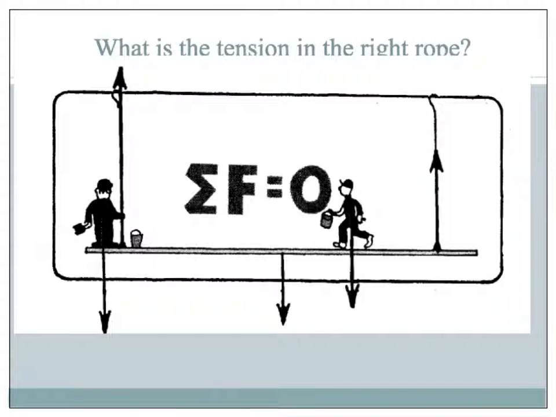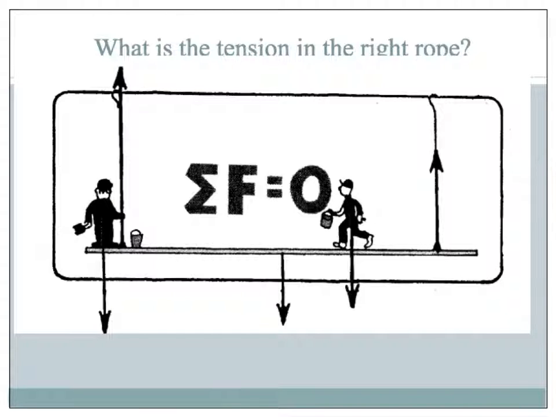All right, if you flip over to the top of page 4, you've got an example to try. A staging that weighs 300 newtons supports two painters, one who's 350 newtons and the other is 200 newtons. The tension in the left rope is 500 newtons. What is the tension in the right rope?